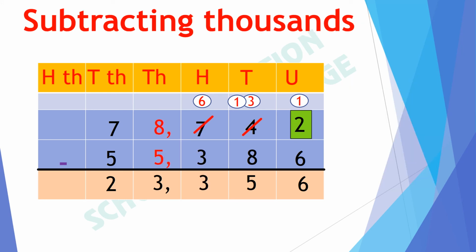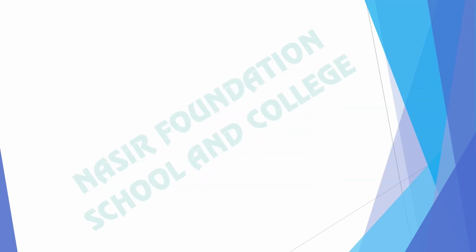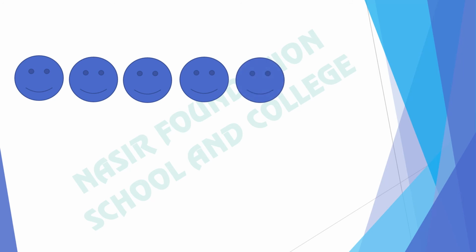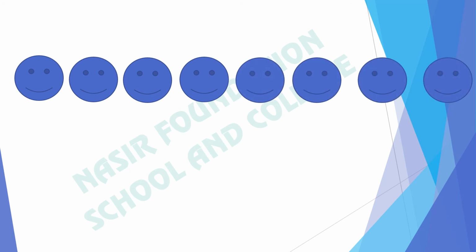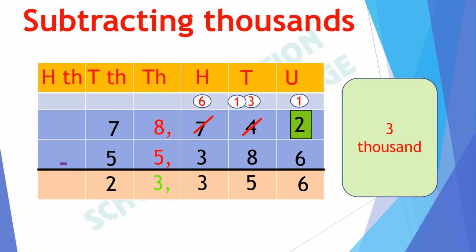After the subtraction of hundreds, we will subtract thousands. We have to subtract 5 thousands from 8 thousands. From 8 we have to subtract 5. Here we are left with 1, 2, 3. We will write 3 in the thousands column.